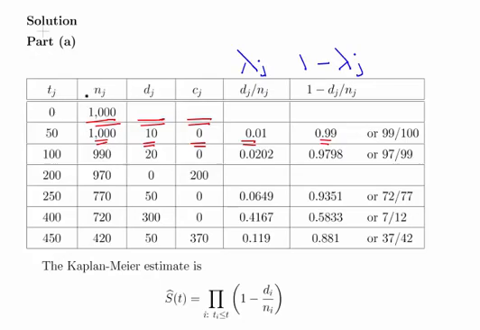Now, we'll keep going. The next period, we start off with 990, and 20 of them break. So 20 divided by 990 is 0.0202, which is 2 over 99, or 20 over 990. So that's the probability of breaking down. The probability of survival is 0.9798.